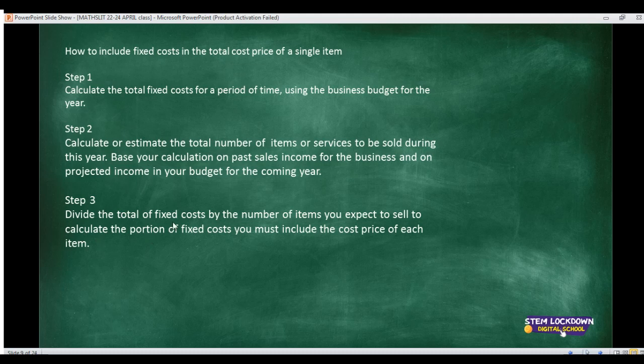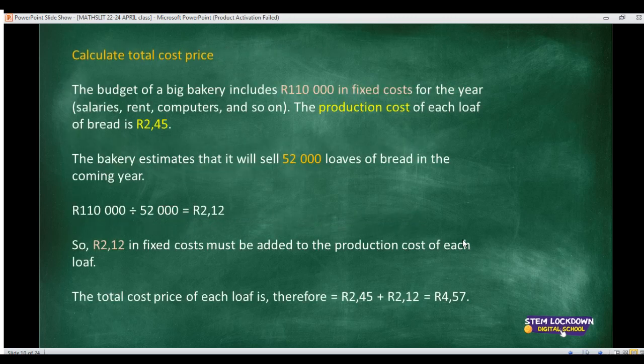So step 3 here, you divide the total of the fixed costs by the number of items you expect to sell. To calculate the portion of fixed costs, you must include the cost price of each item, exactly like we did with the equipment cost. So now you follow those steps. Now we are calculating the total cost price. Now you know how to incorporate the production cost, and you also know how to incorporate the fixed costs. Now the next step is calculating the total cost price.